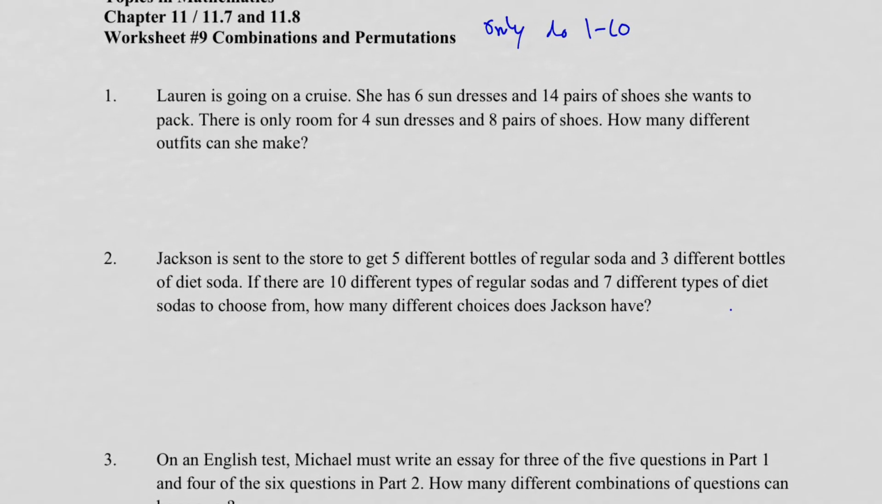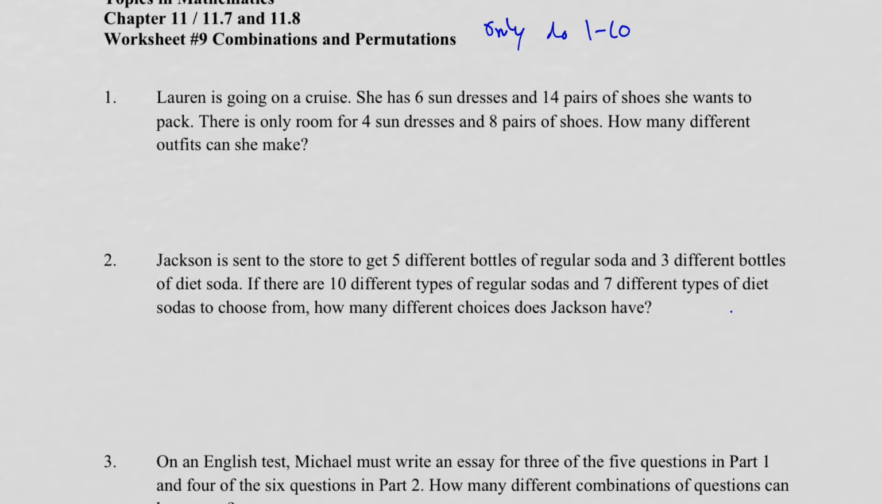So number 1. Number 1 says Lauren is going on a cruise. She has 6 sundresses and 14 pairs of shoes she wants to pack. There's only room for 4 sundresses and 8 pairs of shoes. How many different outfits can she make?